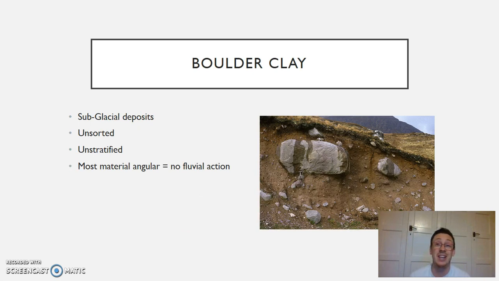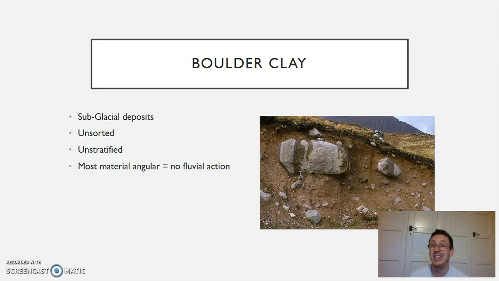Now boulder clay as a thing is actually really straightforward. Boulder clay is the catch-all term that we use to talk about deposits, as in sediment deposits, that we find underneath glaciers. So we call them subglacial deposits. Now they're really more defined by their characteristics than any particular formation. Their formation is they were deposited by a glacier, but their characteristics are quite telling.